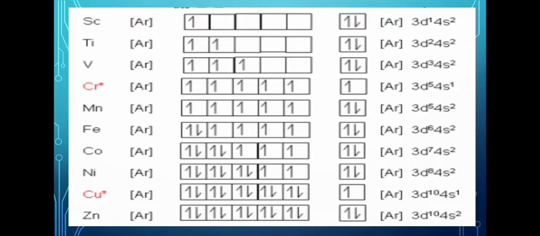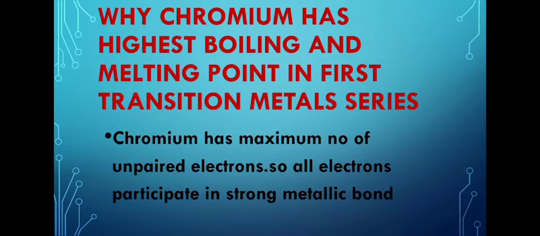Now let us see the configuration of this transition element. Scandium has only one unpaired electron, titanium has two unpaired electrons in d orbitals, vanadium has 3, chromium has total 6 unpaired electrons, 5 in d subshell and 1 in s subshell. Similarly, you can see in manganese it has 5 unpaired electrons, and from iron to zinc the number of unpaired electrons goes on decreasing. That means if you start from scandium up to chromium, the number of unpaired electrons increases, and from chromium to zinc it gradually decreases.